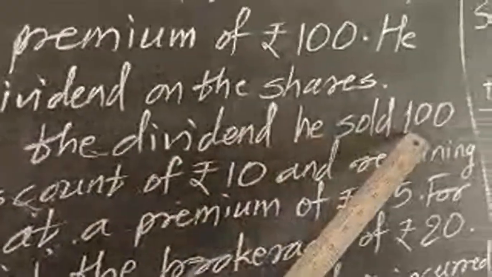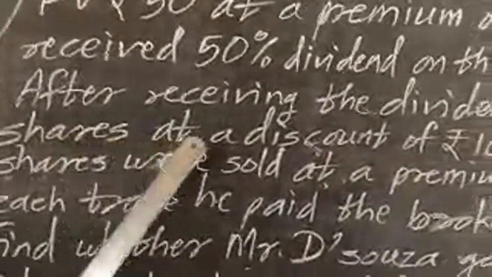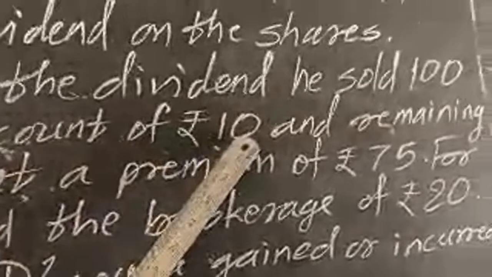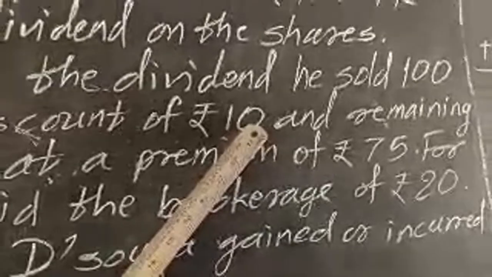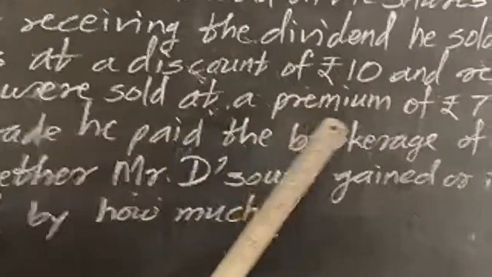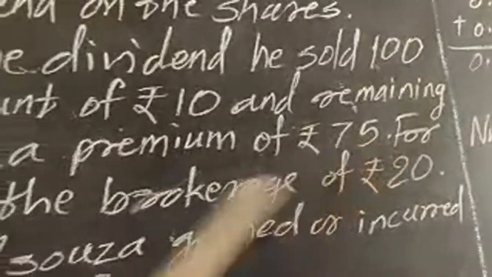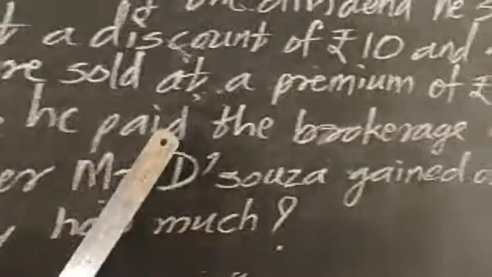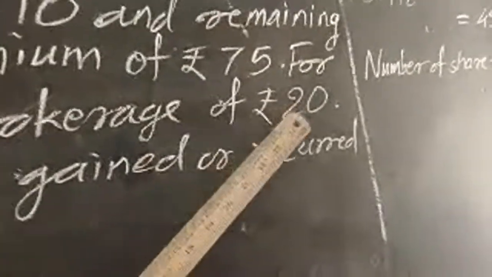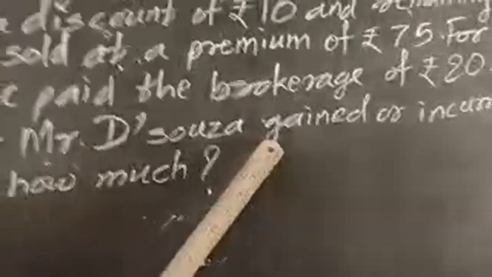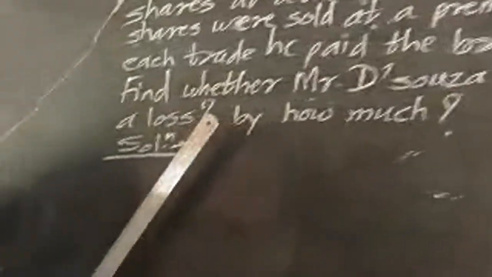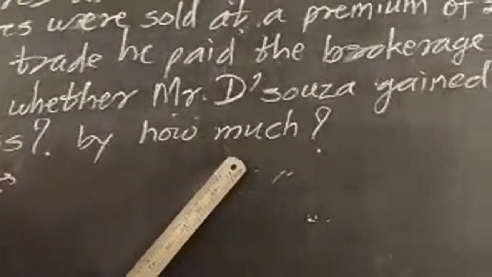After receiving the dividend, he sold 100 shares at a discount of rupees 10. And remaining shares were sold at a premium of rupees 75. For each trade he paid the brokerage of rupees 20. Find whether Mr. D'Souza gained or incurred a loss, and by how much.